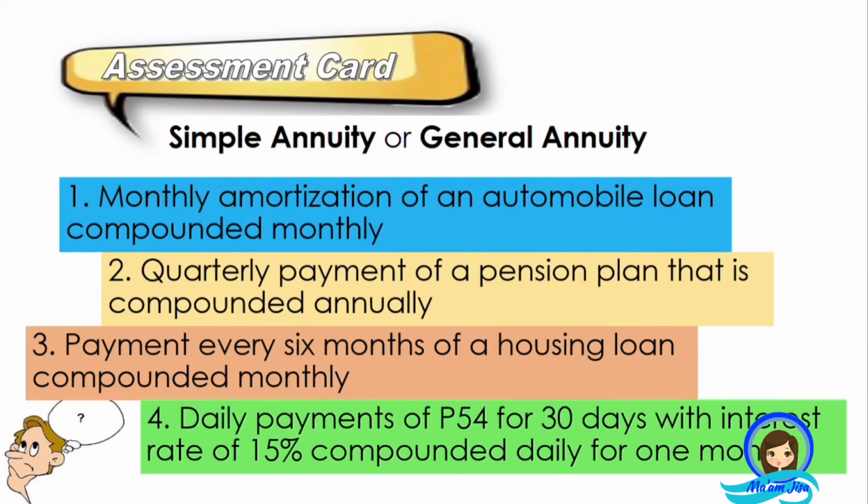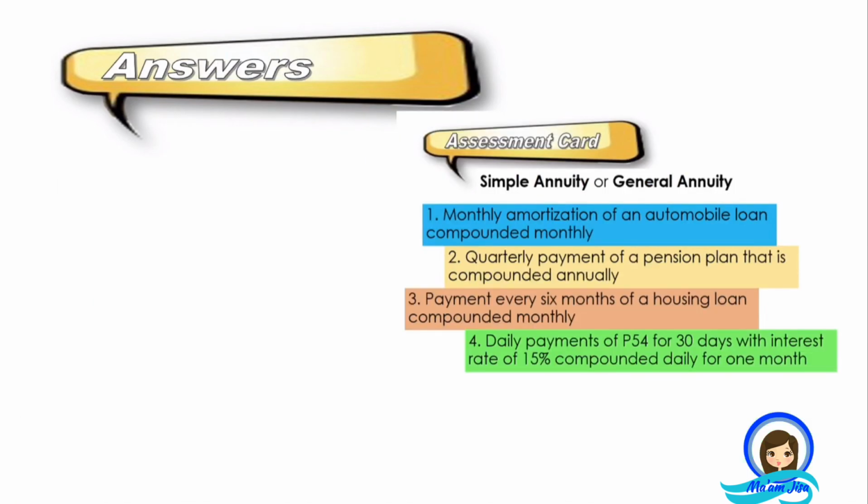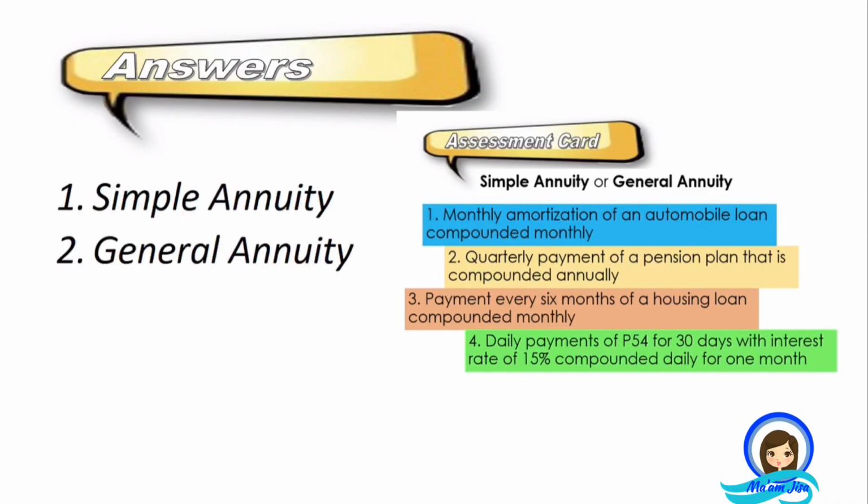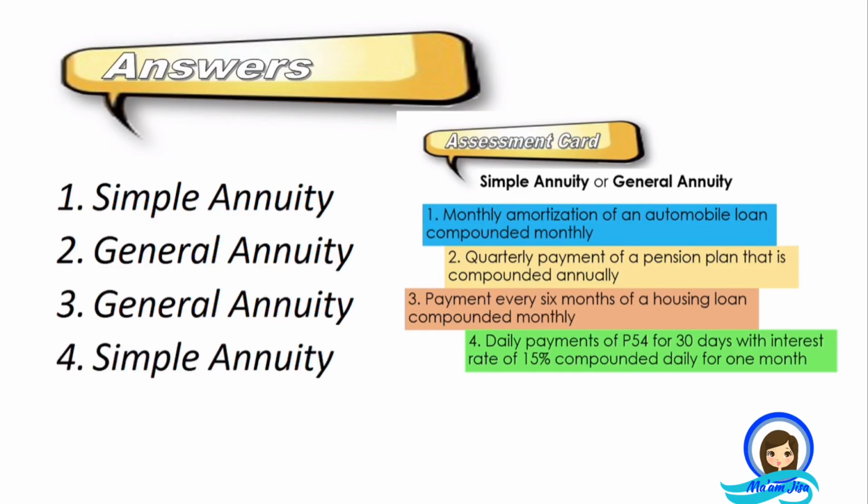Okay, kindly finalize your answers. And these are the answers. For number 1, it's simple annuity. For number 2, it is general annuity. For number 3, it is general annuity. And for number 4, it is simple annuity.